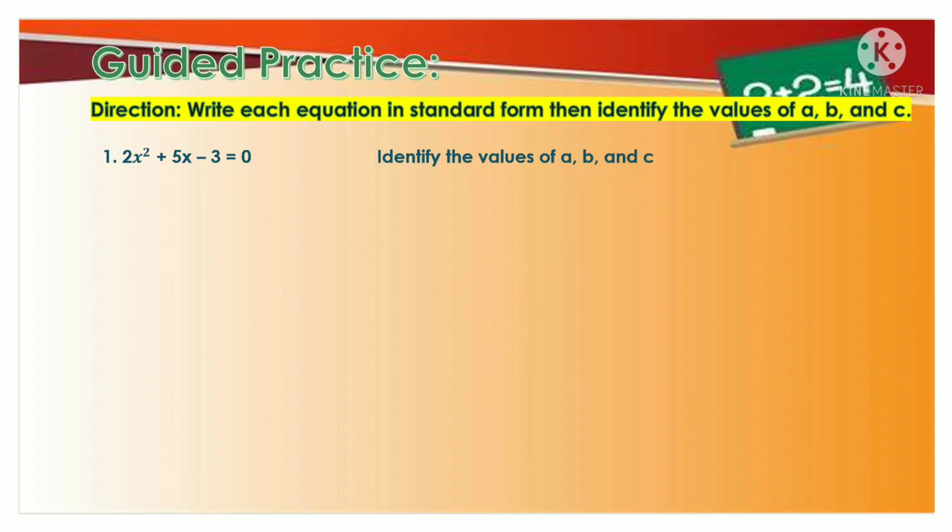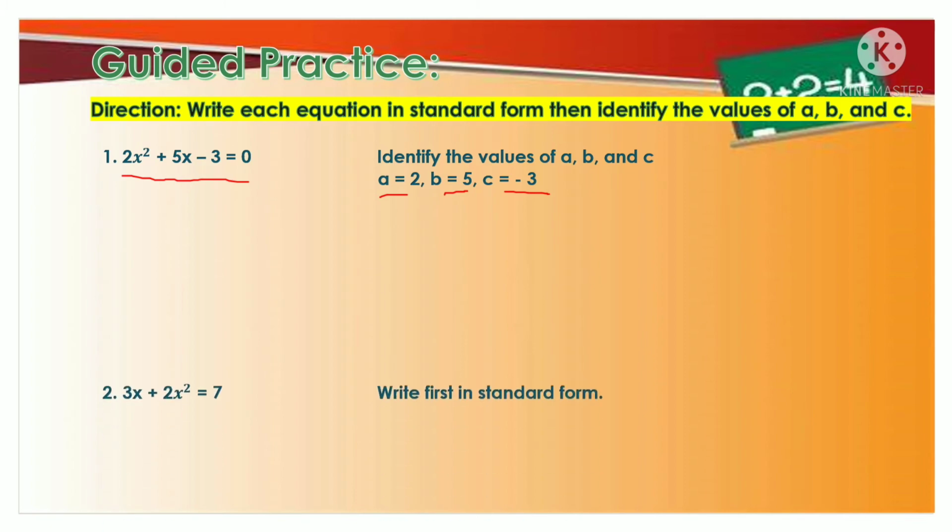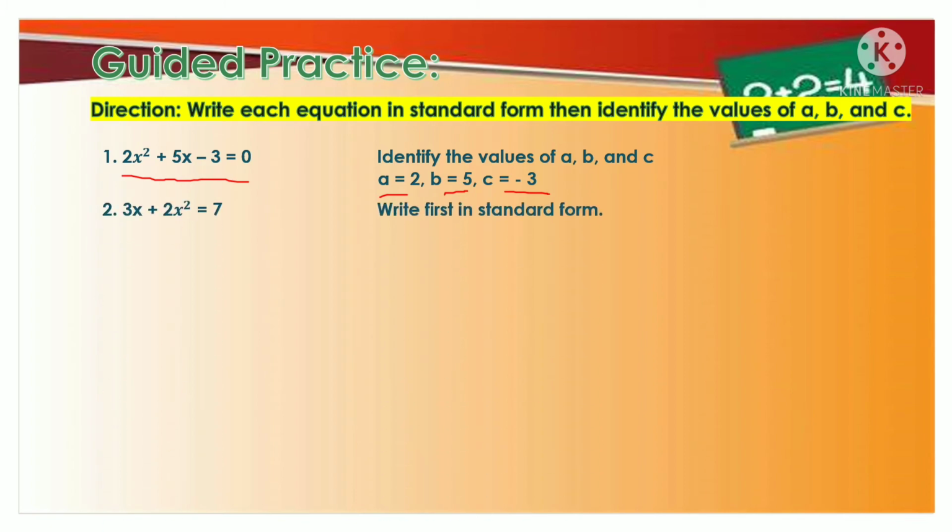So as you can see, equation number 1 is already in standard form. So next we are going to identify the values of a, b, and c. So a is positive 2, b is positive 5, and c is negative 3. Equation number 2 is 3x plus 2x squared equals 7. Write first in standard form.